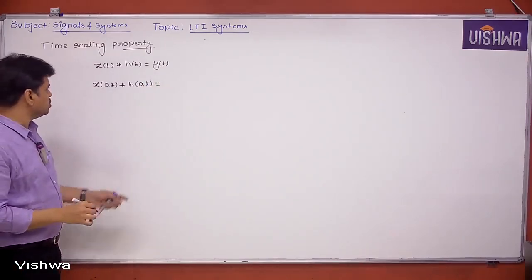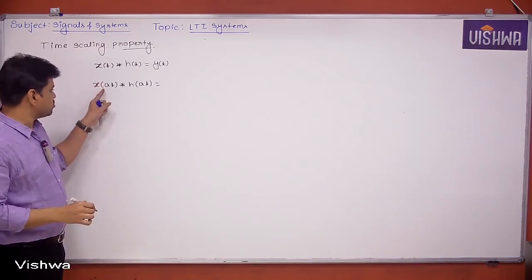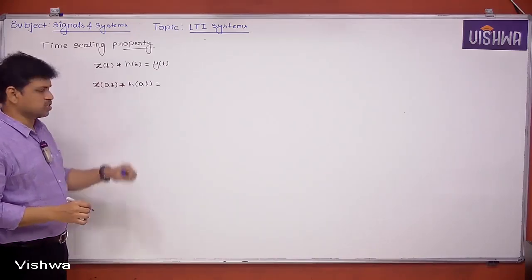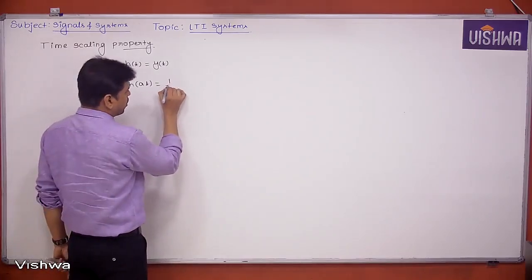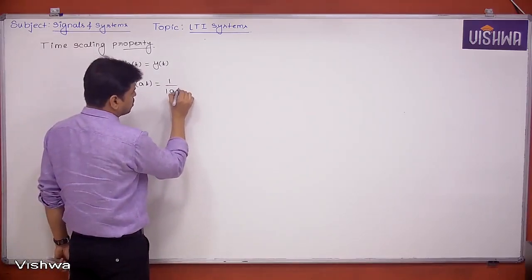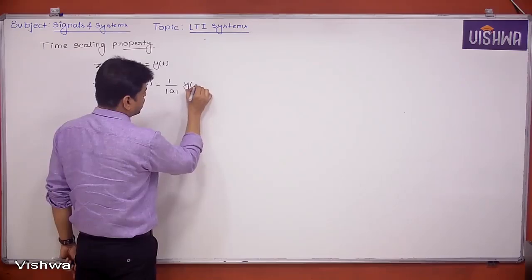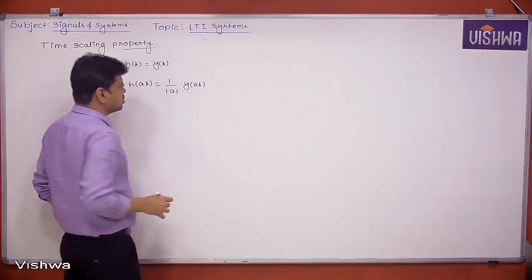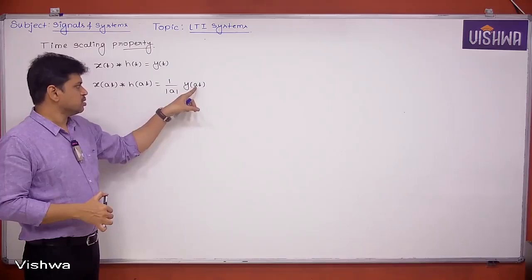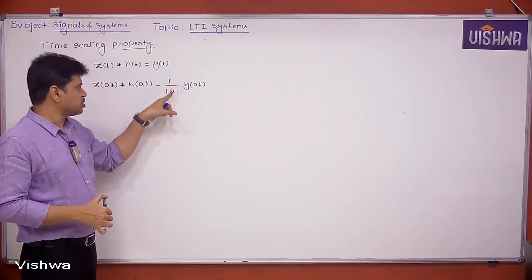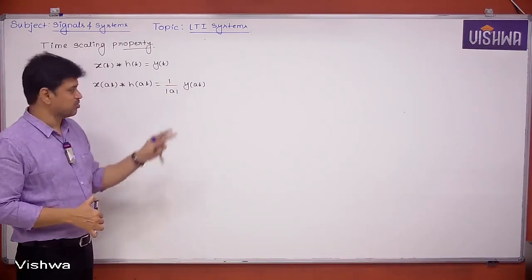So I hope you understood. If I do the time scaling for x of t as well as h of t both, then the result is always 1 by mod a y of at. So here output is also scaled, time scaling by a, but amplitude scaling by 1 by mod a. So this is very, very important.